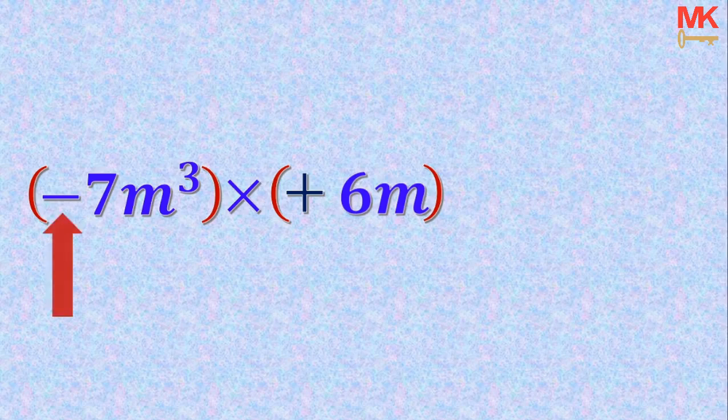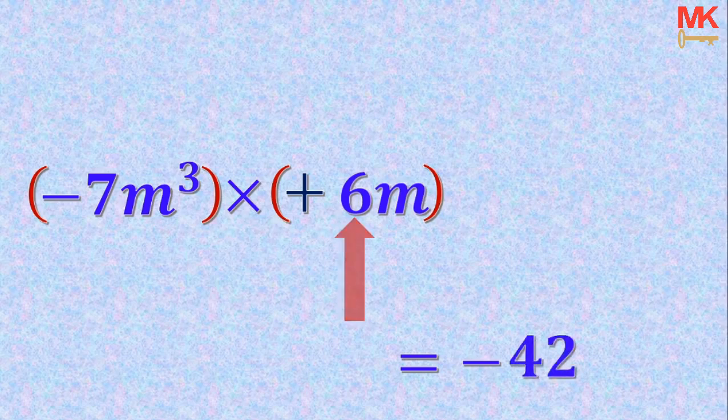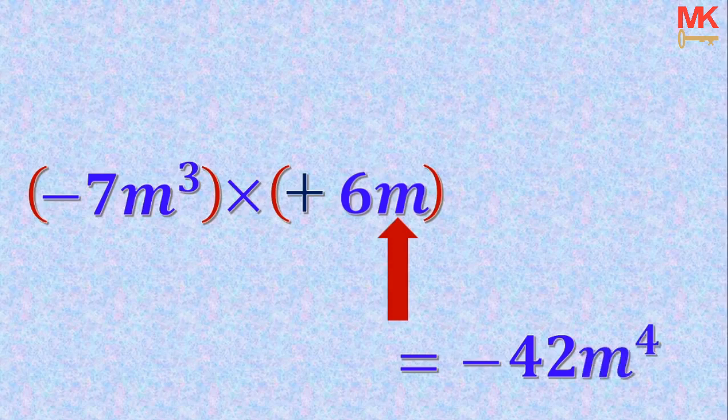Now let's get started. A negative operation multiplies the positive here, and that's exactly a negative result. So minus times plus is minus. Okay. The next is the number 7. So 7 times 6, that's exactly 42, right? And m raised to the power of 3 multiplies m. Take note that the m in 6m has an invisible power of 1. So m cubed times m raised to the power of 1 is m raised to the power of 4.